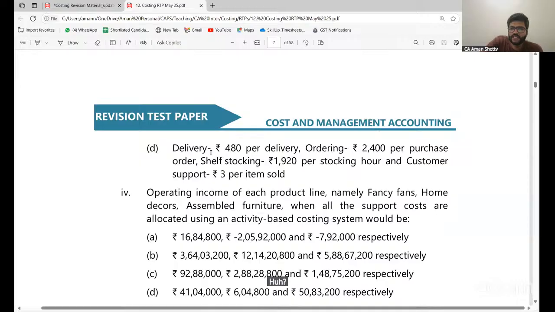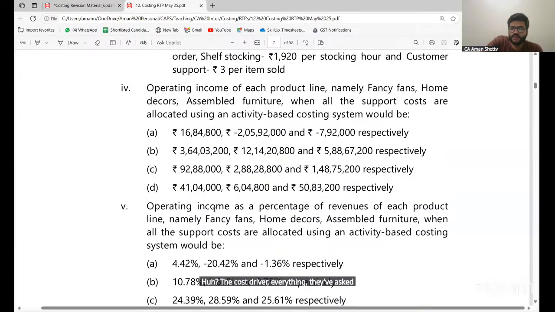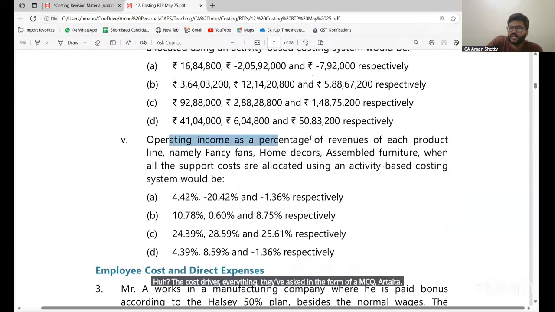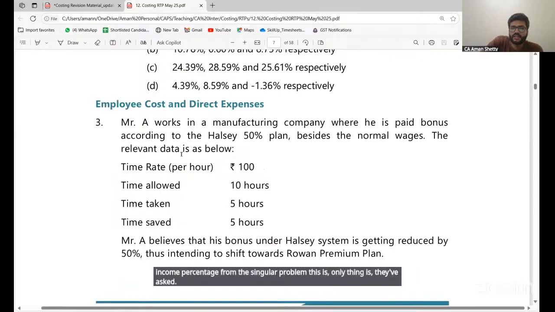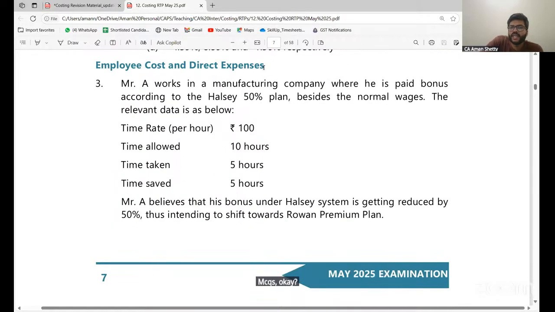The cost driver, everything they've asked in the form of an MCQ. See, operating income percentage of revenues and all. We have done an operating income percentage problem. This is a similar problem. The only thing is they've asked MCQs. Okay, employee cost and direct expenses.